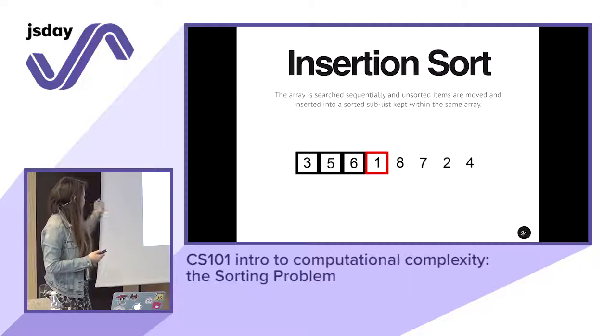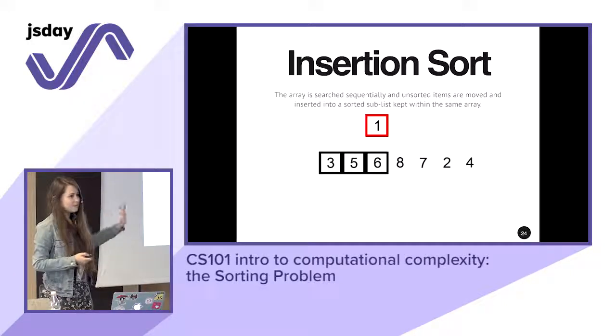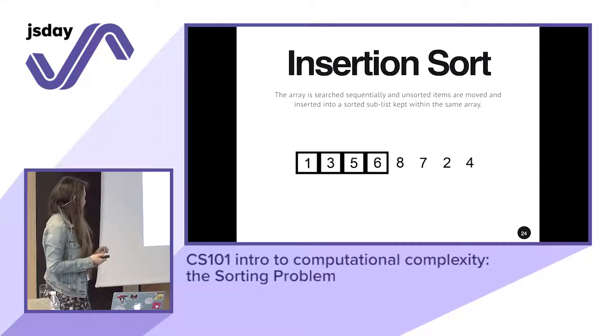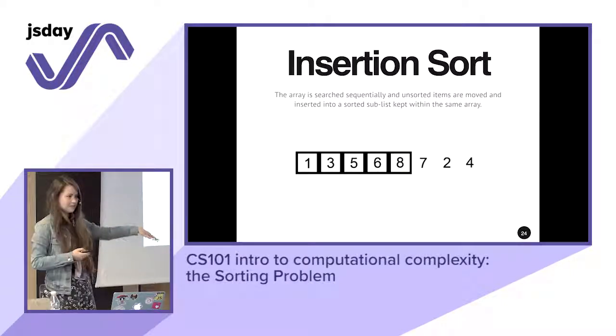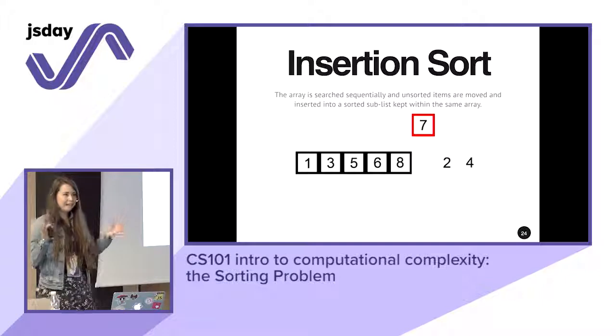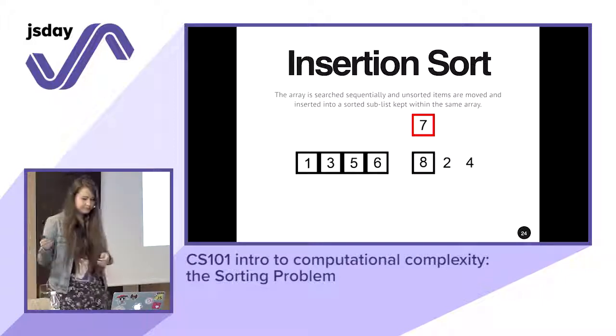Now with 1, we know that it's smaller than 6. It's smaller than 5. It's smaller than 3. And then the algorithm will just continue checking for the following elements. In this case, 8 is greater than 6, so it keeps its position and it continues. So I guess at this point you have an idea of how this works.